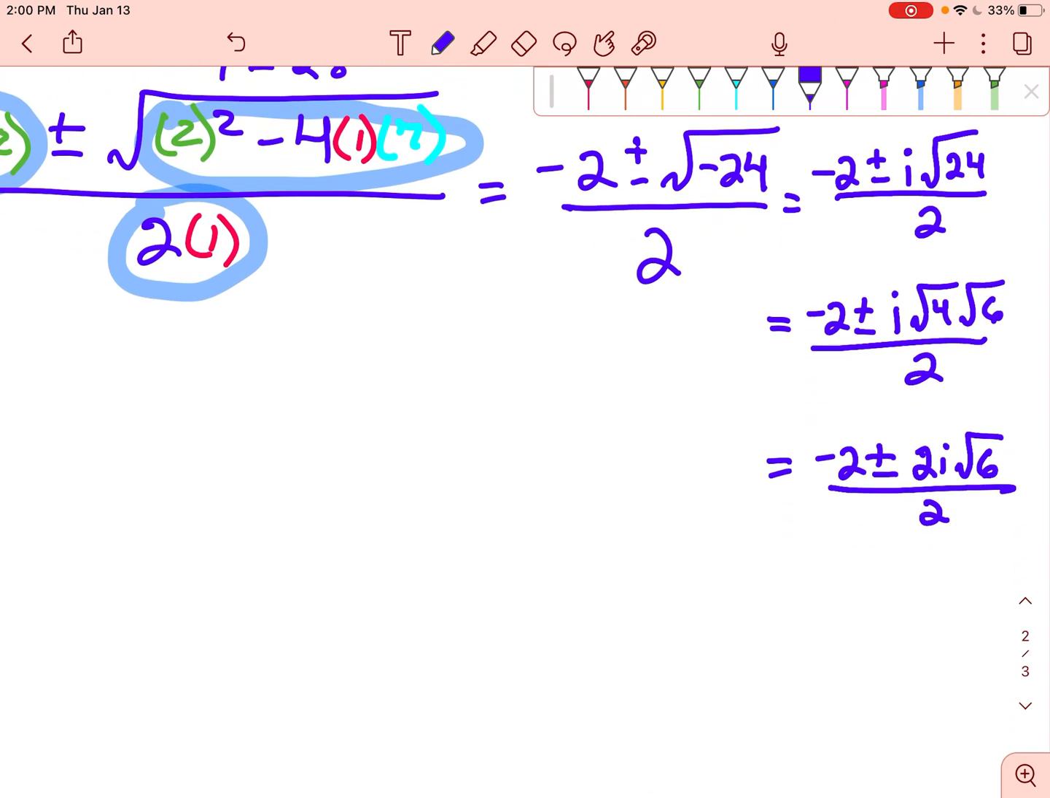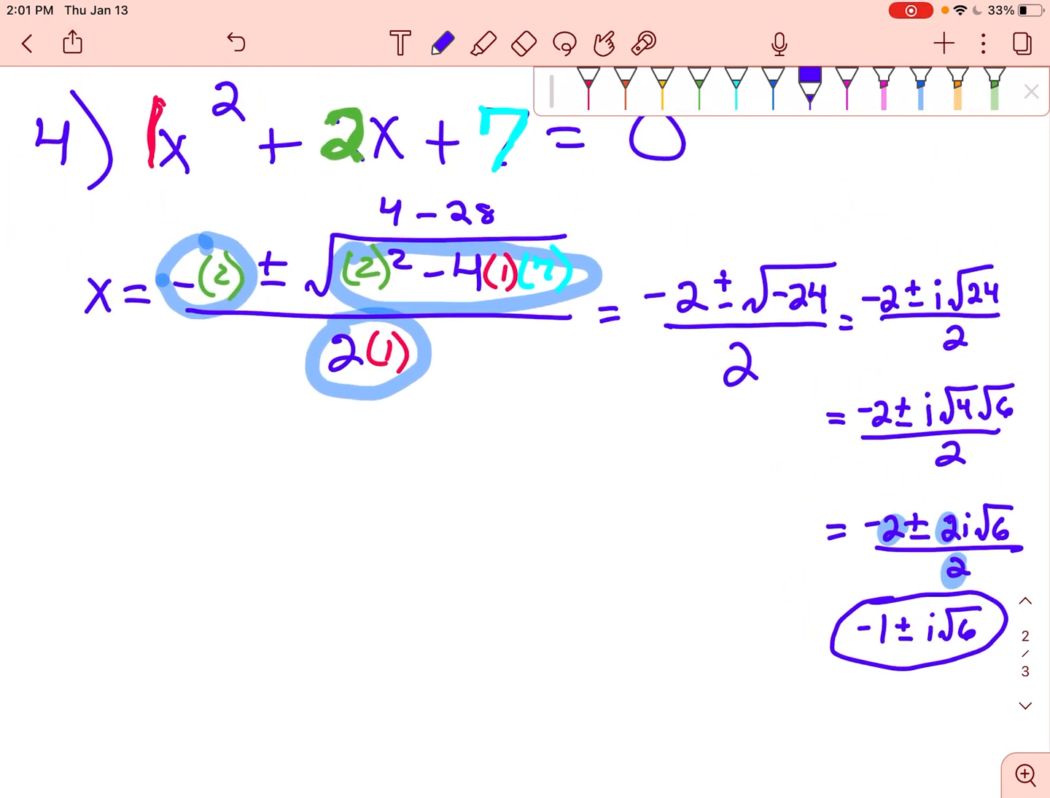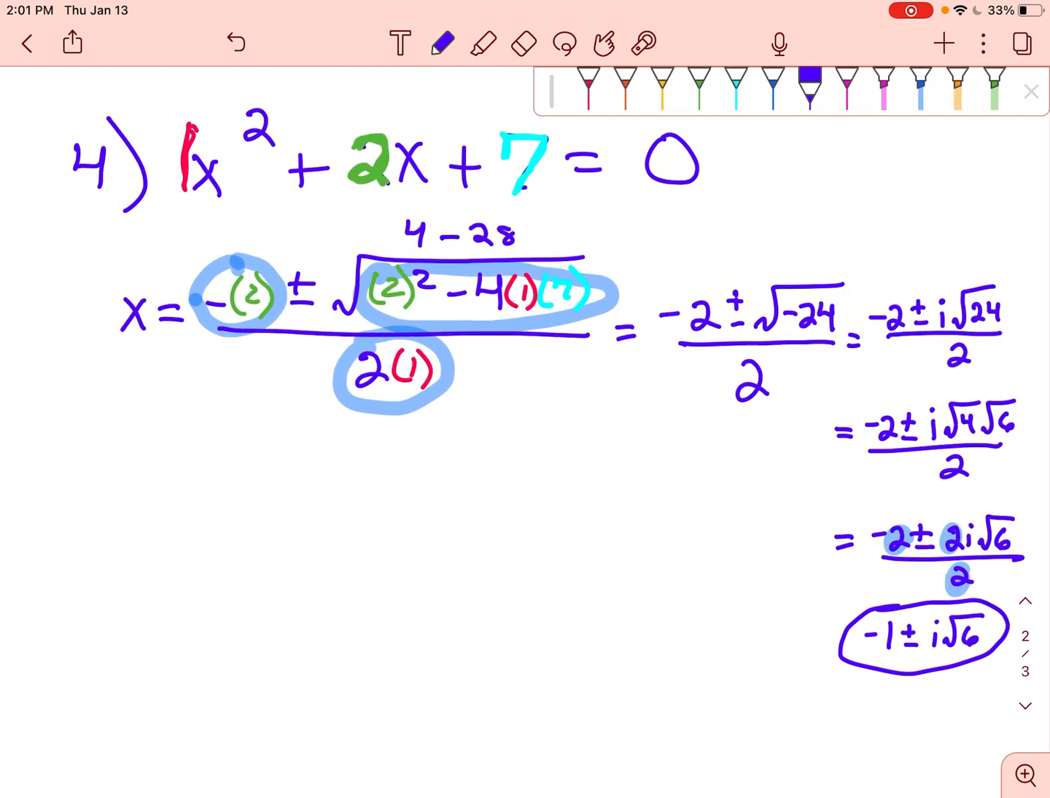And because on all 3 of those that I simplified you have a 2 here, a 2 here, and a 2 here, you can actually divide that 2 out. So you would have negative 1 plus or minus 1i root 6 over 1. And I don't have to put over 1. So this is the most simple answer for solving this quadratic.